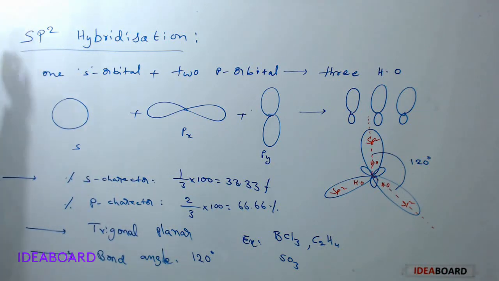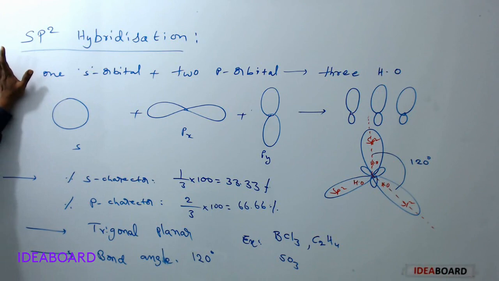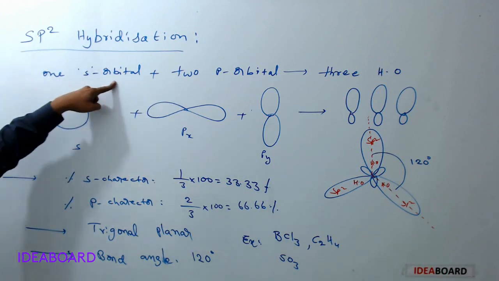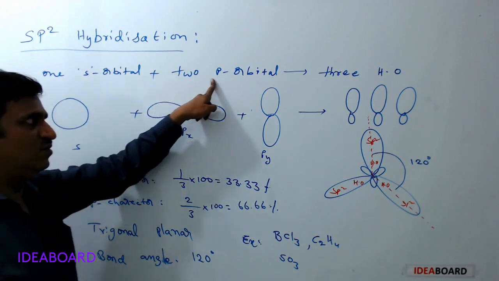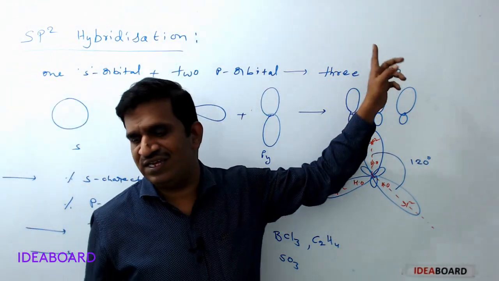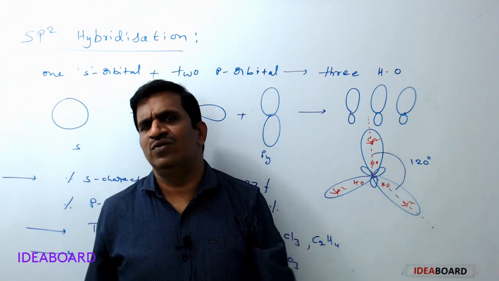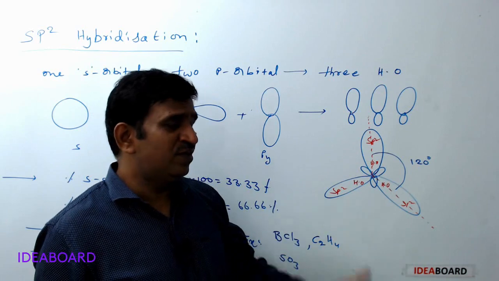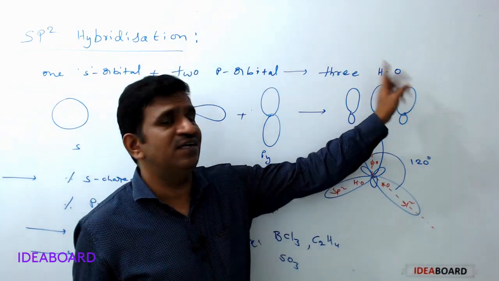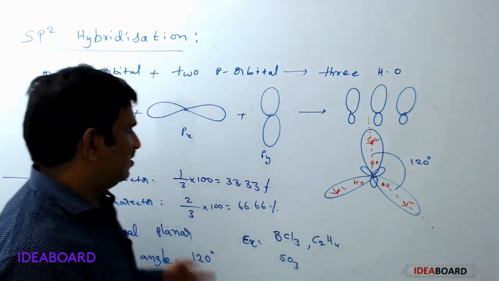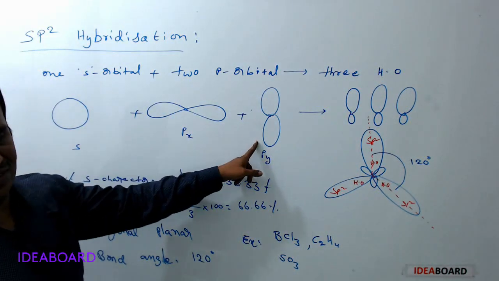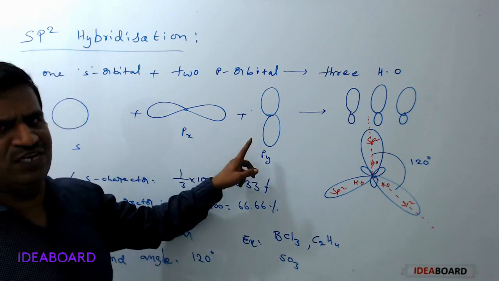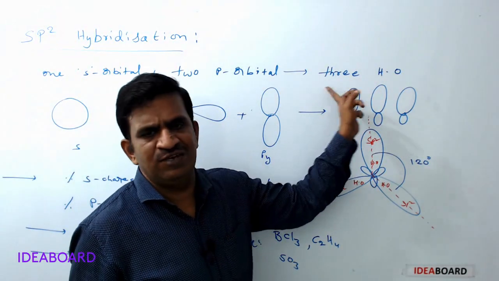As with sp hybridization, you can remember simply, the definition is of the same type. The process of intermixing of one s orbital and two p orbitals to form three identical and new orbitals is known as sp2 hybridization, and the formed orbitals are called hybrid orbitals. And this is the diagrammatic representation. Any two p orbitals we can use, px, py, pz also we can use. And we are getting a total of three hybrid orbitals.